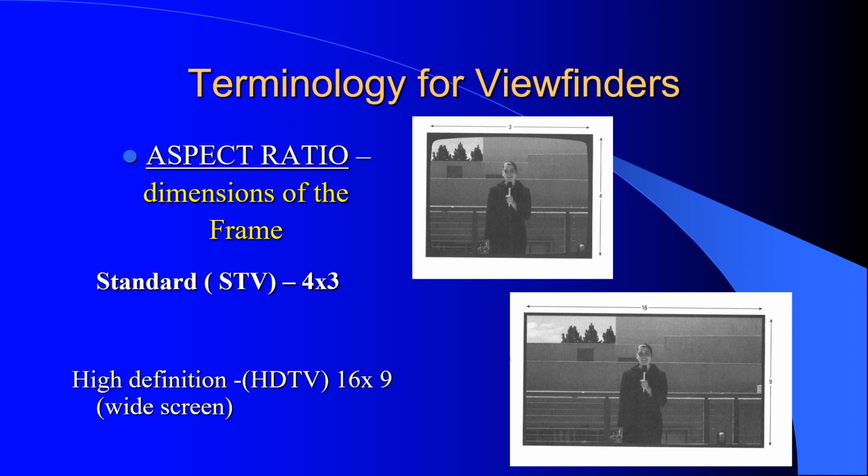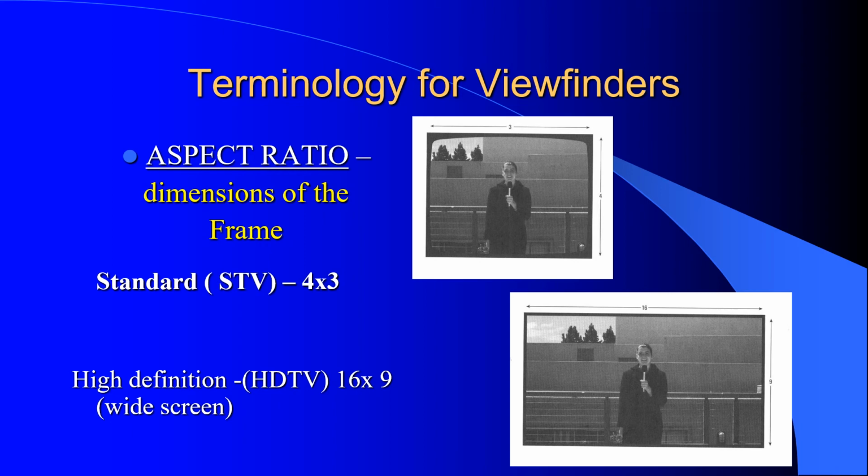Another term that's become more prevalent in television nowadays is aspect ratio. This is really the dimensions of the frame, how many units wide by how many units high. Standard definition is 4 units by 3 units. And if you look at the top picture here, you'll see it's got 3 units wide by 4 units high. This is wrong. This came out of your textbook, and I hope they've changed it by now. It's actually 4 units long by 3 units high.